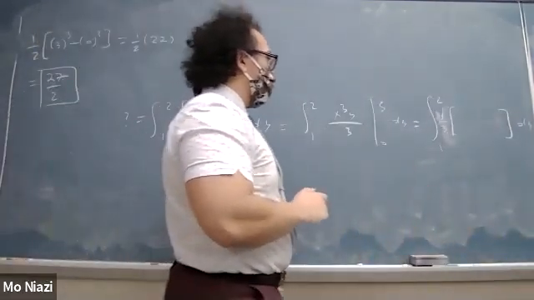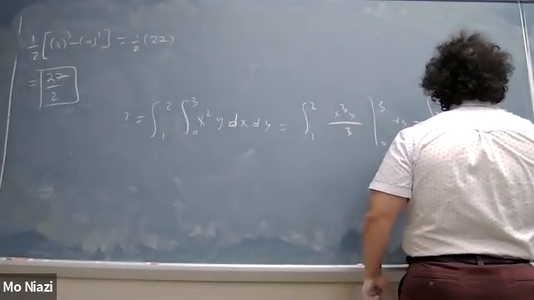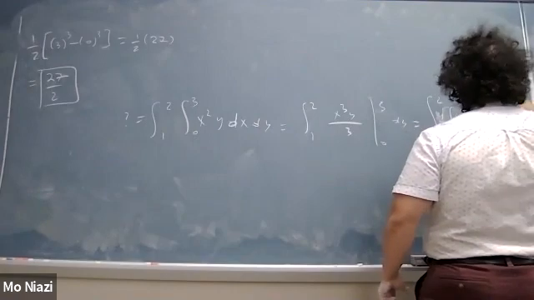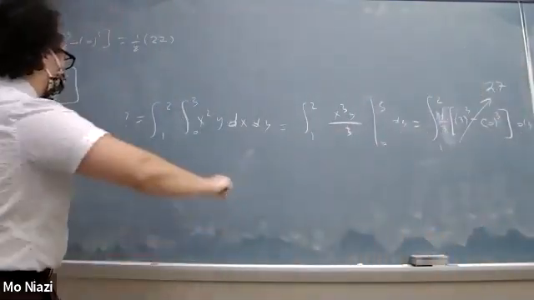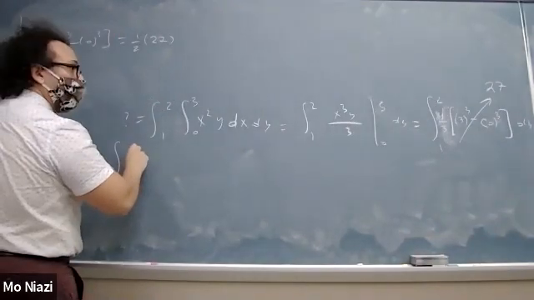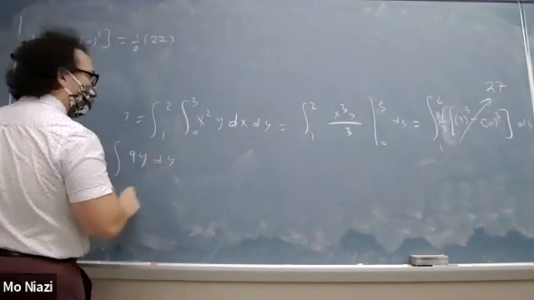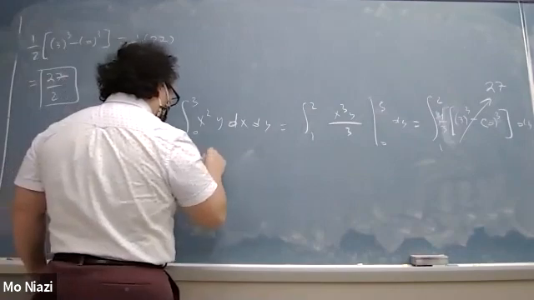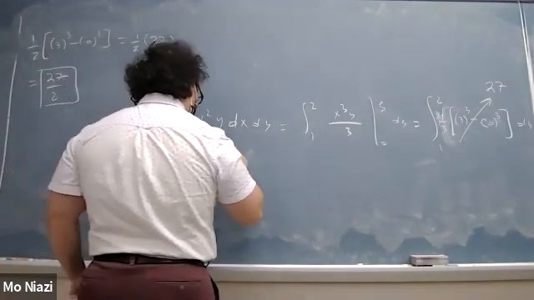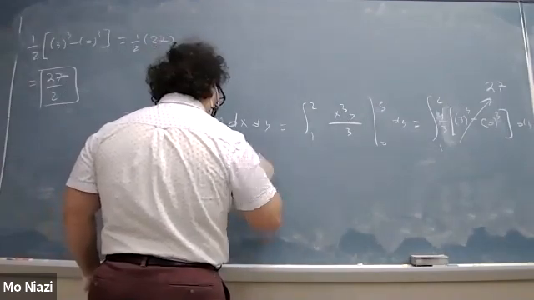And so then we're just going to say 3 cubed minus 0 cubed. So this just reduces to a 27. So 27 divided by 3 is 9. So I get this is the integral of 9y dy with limits of integration 1 to 2. And when we integrate, I get 9 y squared over 2 evaluated from 1 to 2.